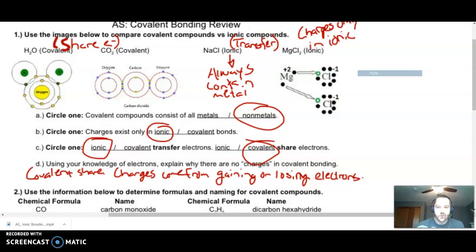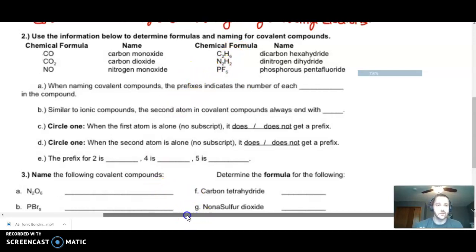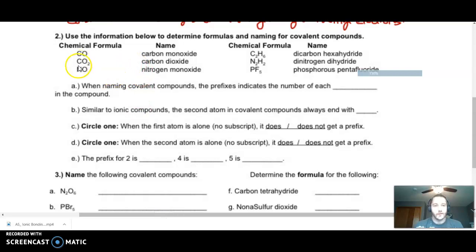For question number 2 down here, use the information below to determine formulas and naming for covalent compounds. Again, this is kind of meant to be inquiry. This is meant for you to learn by seeing examples. So with that, when naming covalent compounds, the prefixes indicate the number of what in the compound.